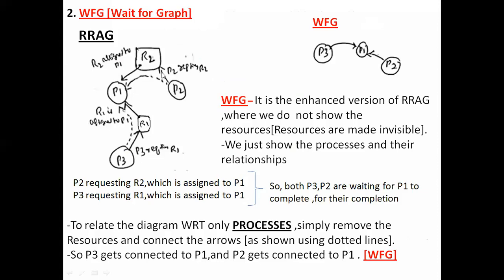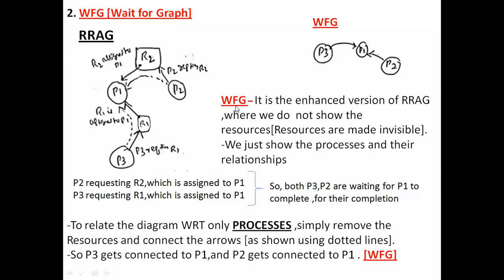Now coming to the second kind of graph model, called the wait for graph model. We have a simple example to understand the concept of the wait for graph model. You can compare the wait for graph model with the RRAG graph model, and we can get some understanding with respect to the wait for graph model.